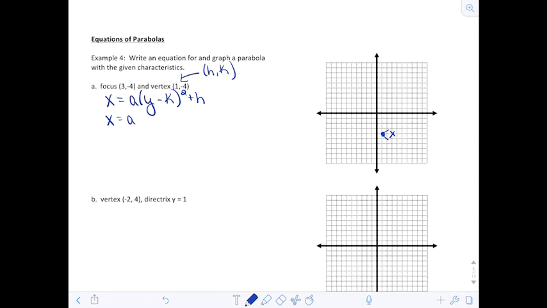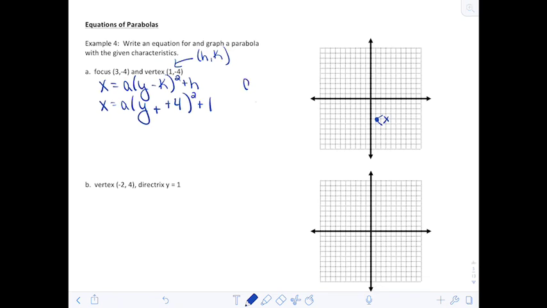X equals a times y minus negative 4 squared plus h, which is 1. The only variable that I need left to find is the a value. So to find the a value, I need to remember this formula, a equals 1 over 4p.